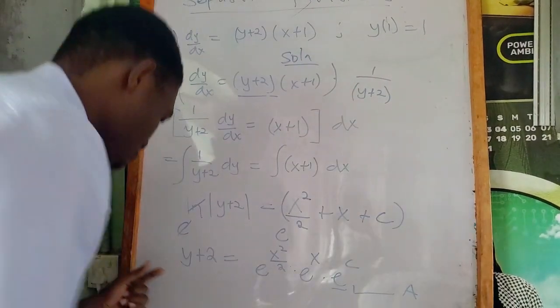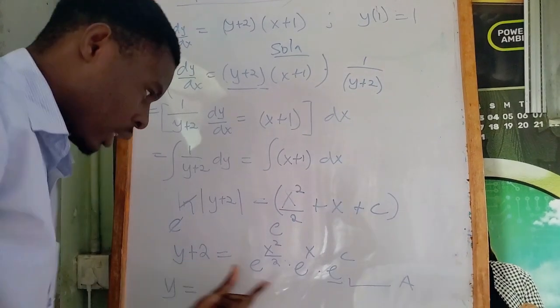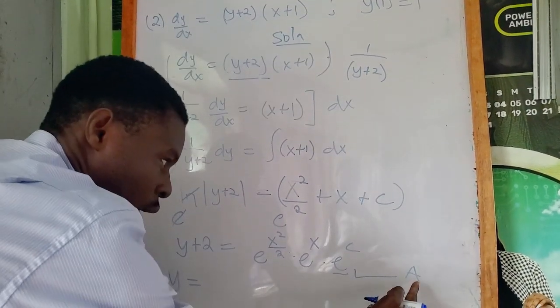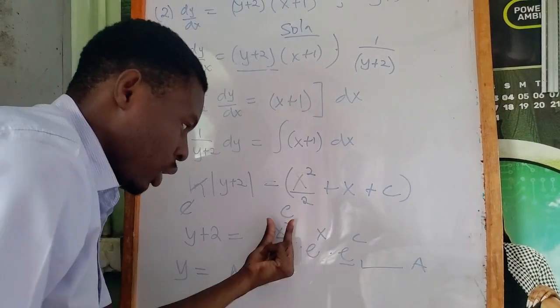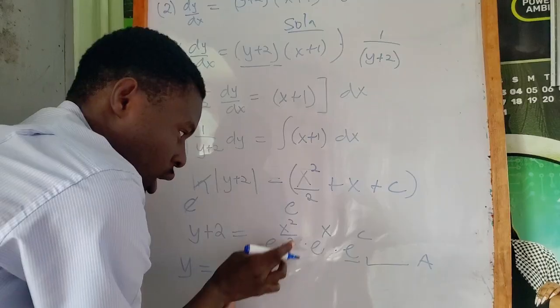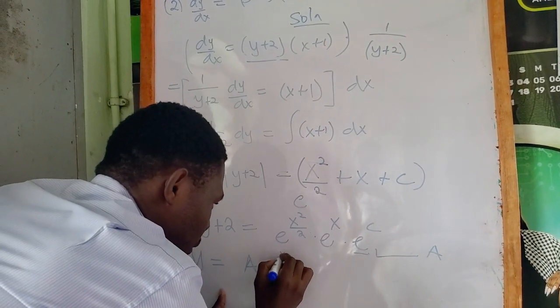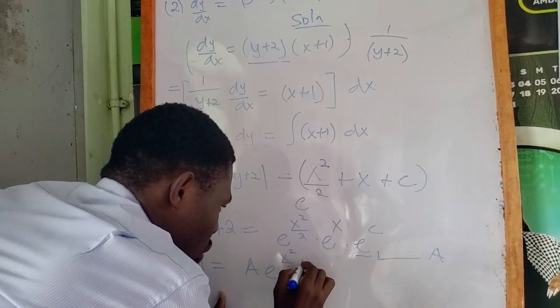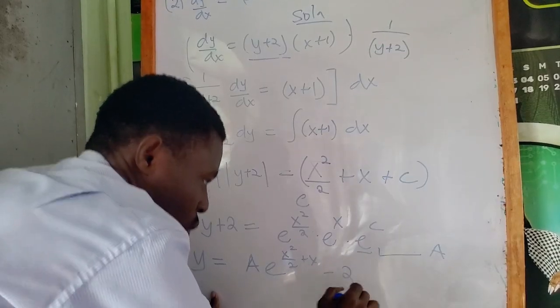So y is equal to, we can take this 2 to the other side. Multiplying this, you get A times e to the power. Let's put this together: e to the x squared divided by 2 times e to the x, you can just put it as e to the (x squared divided by 2 plus x). Now the 2 that was here becomes minus 2.